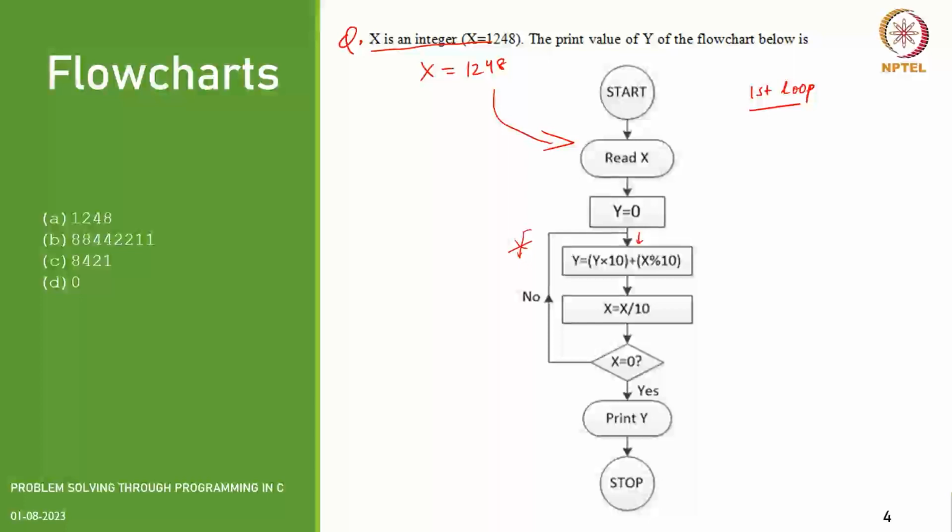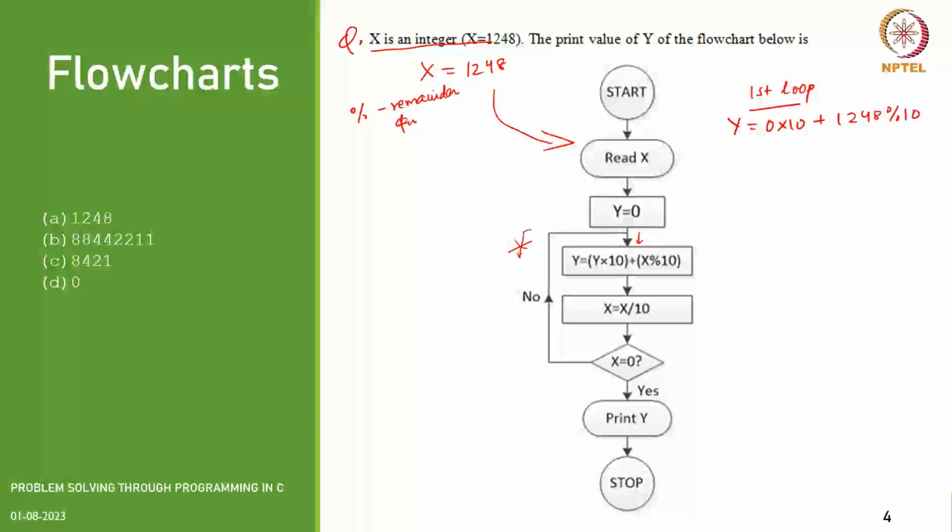Now what happens here is y is 0, so when I compute this particular statement, it is 0 into 10 plus x percentage 10. Okay, so you have 1248 percentage 10. So what does percentage do? Percentage is called the remainder function.